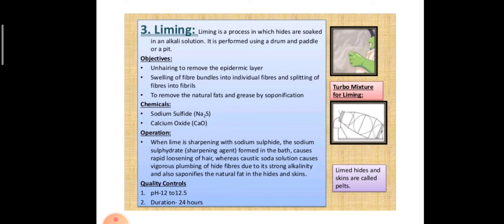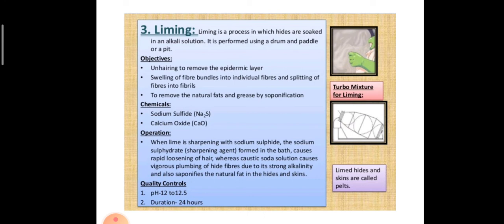Now what is the operation? When lime is sharpened with sodium sulfide, sodium sulfhydrate is formed in the bath, which causes rapid loosening of hair. Underline it, make note of it: loosening of hair. Whereas caustic soda solution causes vigorous plumping of hide fibers due to its strong alkalinity, and also saponifies the natural fat in the hides and skin.